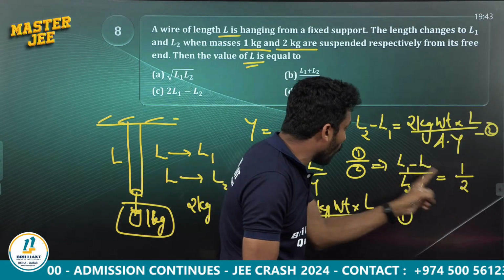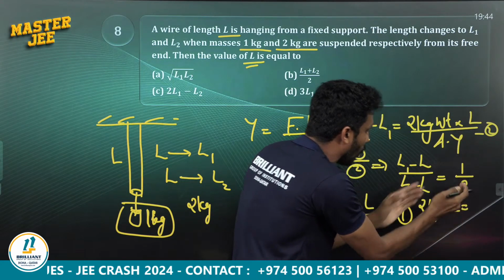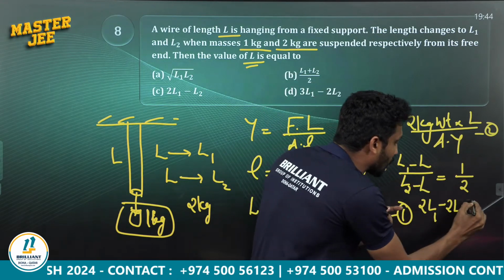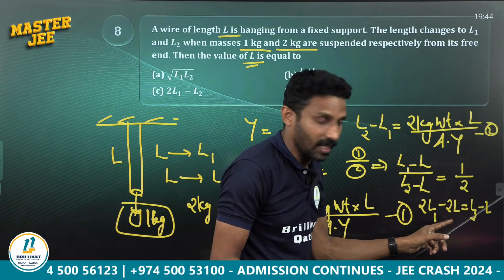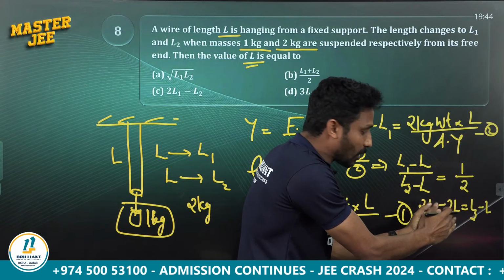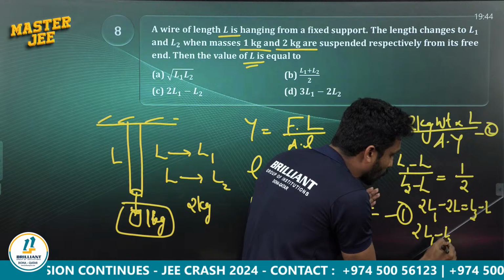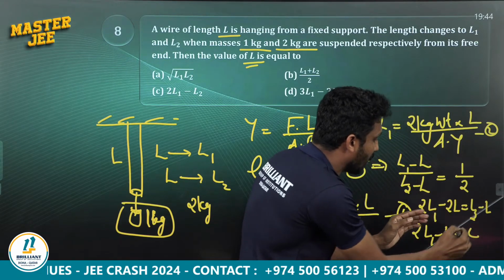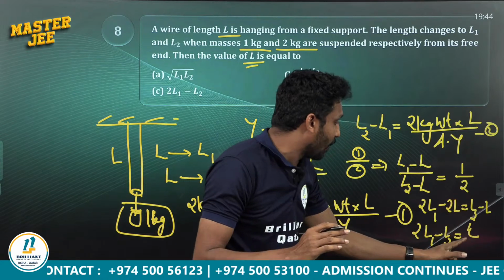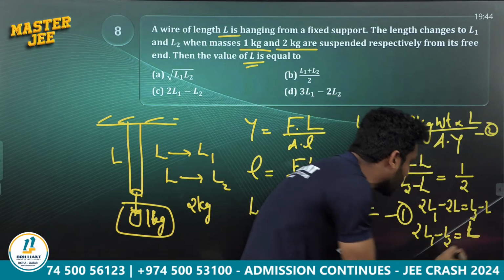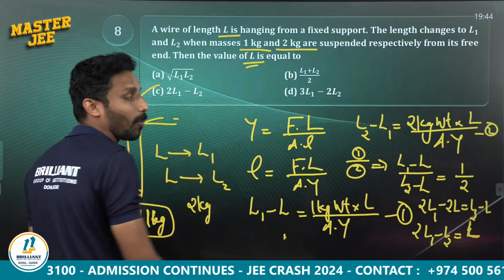We solve this. 2L1 minus 2L is equal to L2 minus L. Understood? Shifting minus 2L to that side and L2 to this side, we get 2L1 minus L2 is equal to 2L minus L. 2L minus L is simply L, so L is equal to 2L1 minus L2. It is option C.